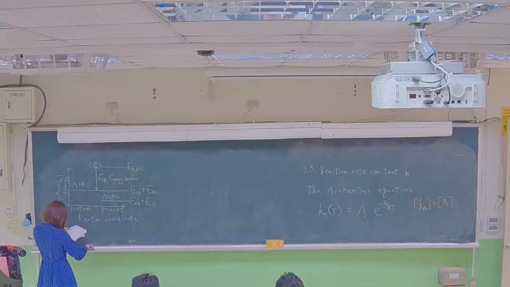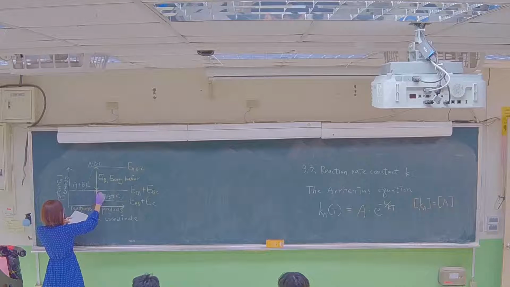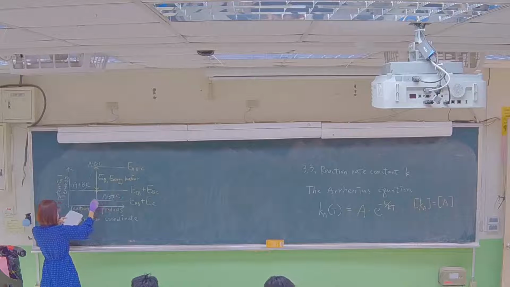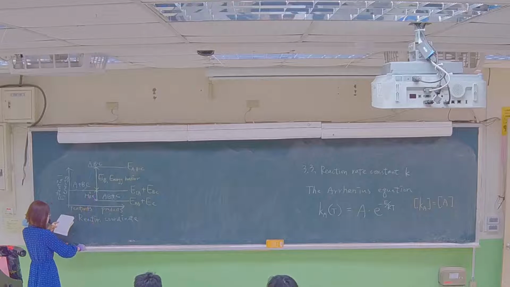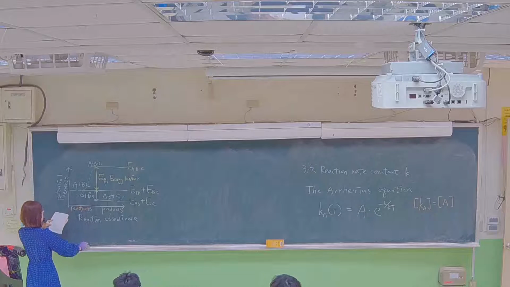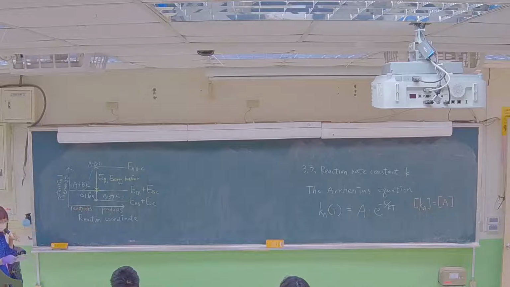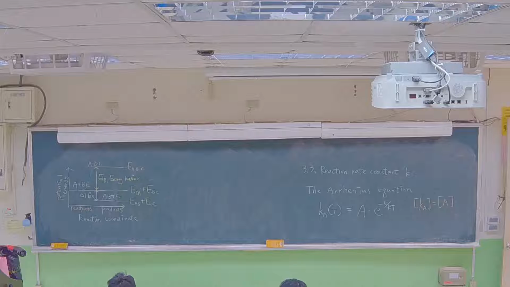Also, what is this one? This one is the heat of reaction. Okay, so this is the information the figure can tell us. From the figure, you can find the energy barrier, the activation energy, or the heat of reaction.